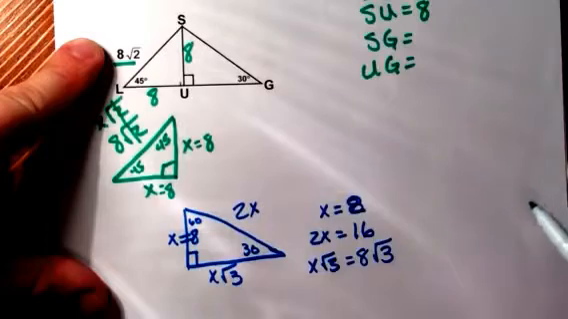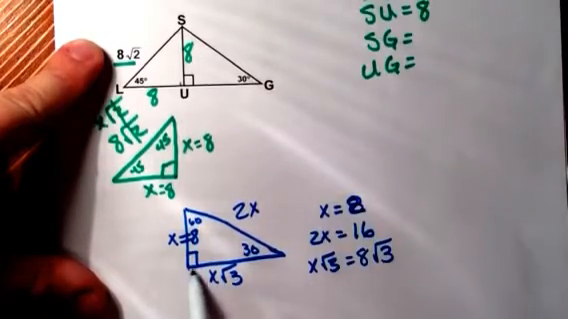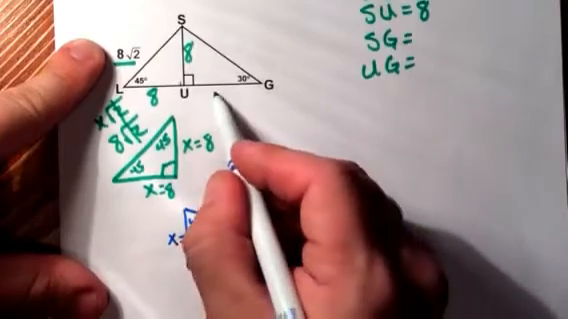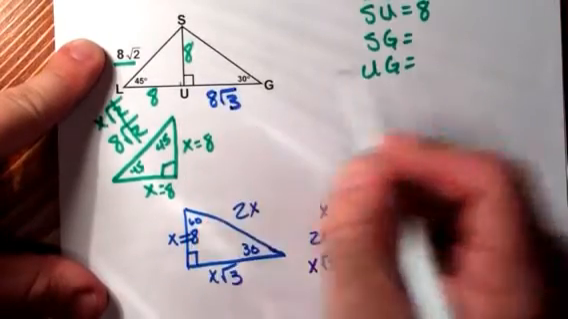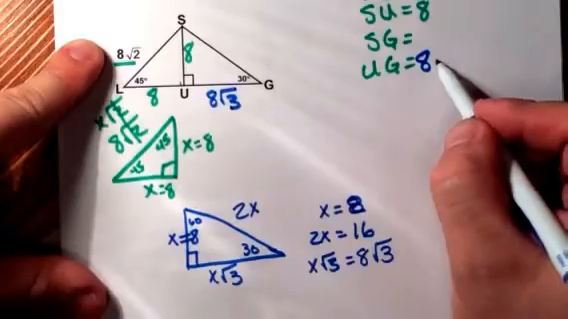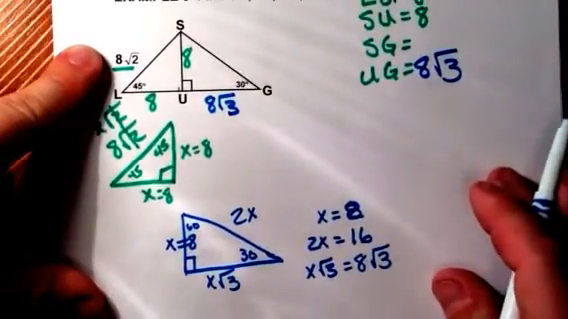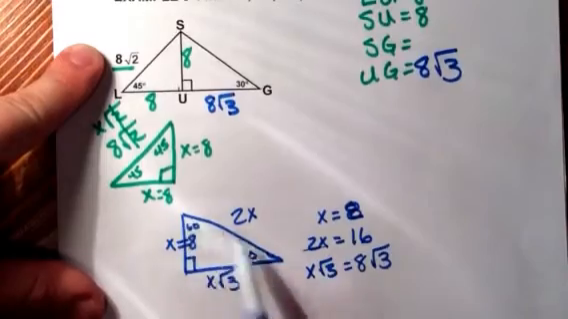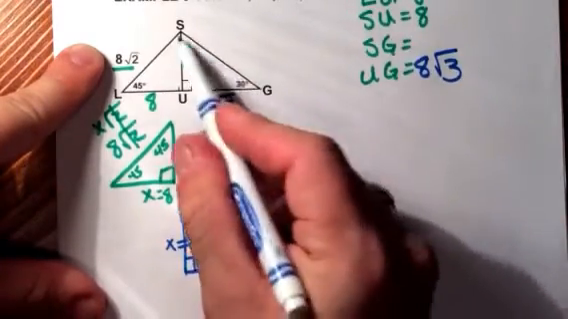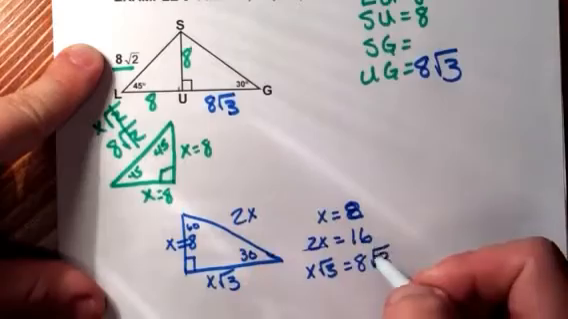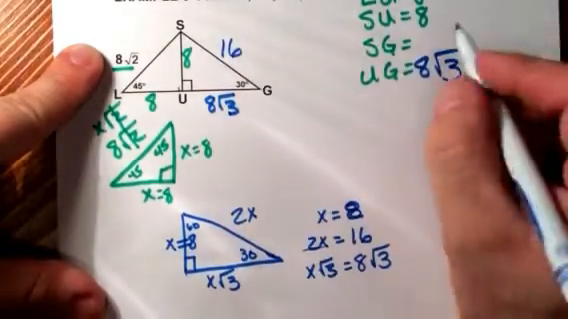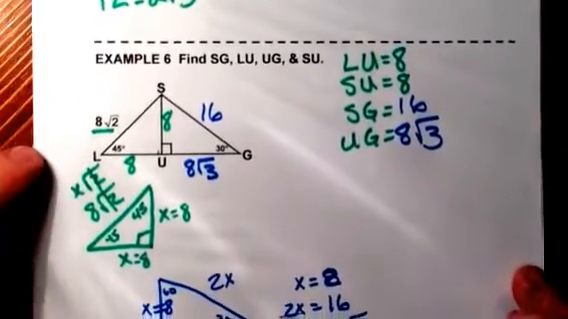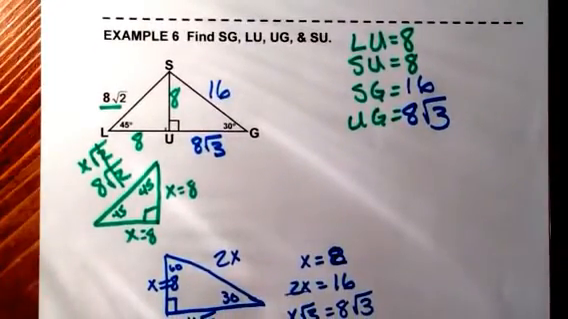Now it's just a matter of going and putting it back together. X radical 3 would be UG. That would be 8 radical 3. So go ahead and write that in both places. 2x would be my hypotenuse, which up on my original picture would be SG. So 2x would be 16. Go ahead and write that in there for SG. And at this point, you found everything that they asked you to find.